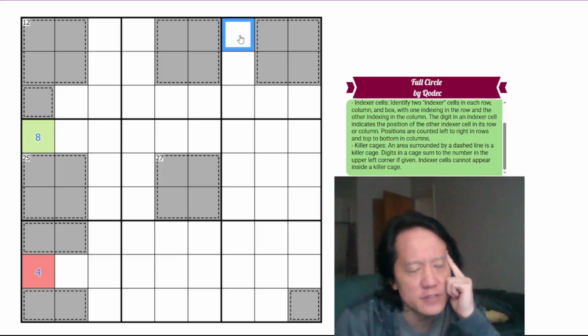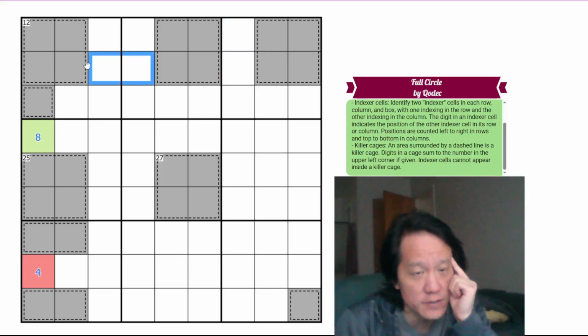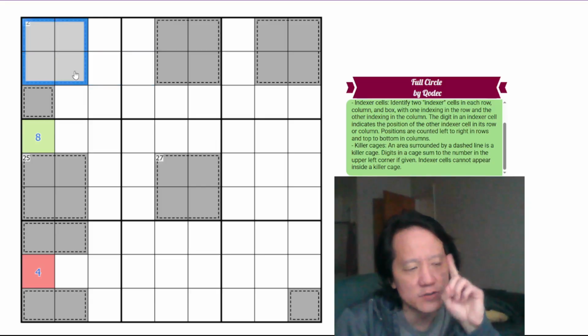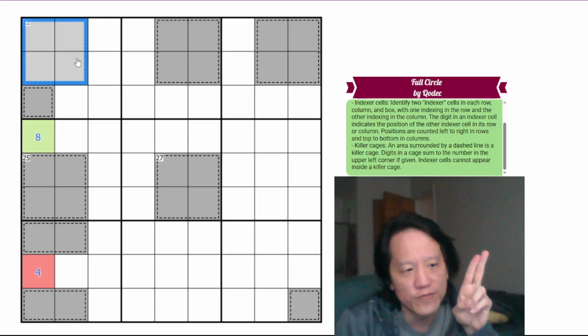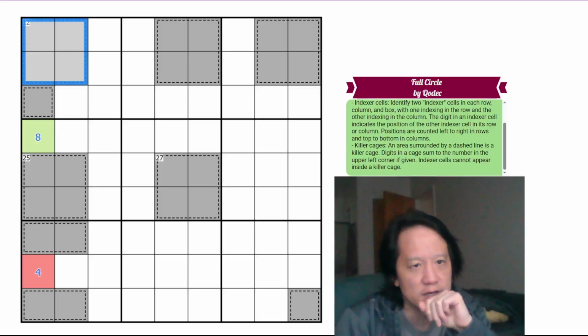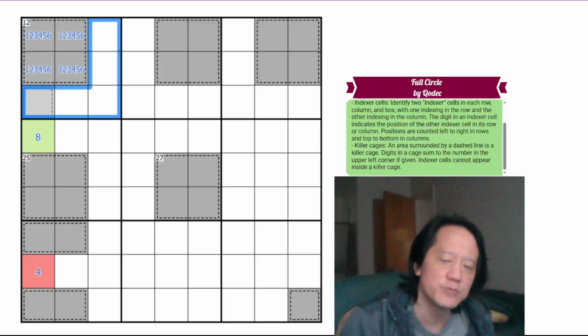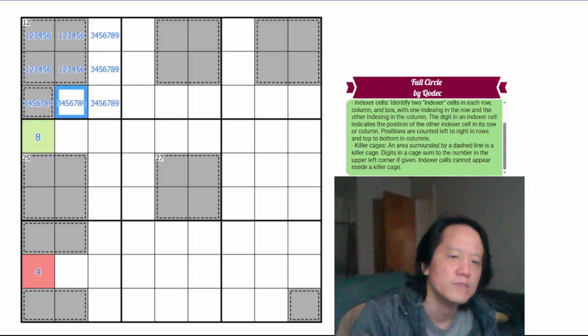We have 2 amongst these 3 here. 2 amongst these 3 indexer cells. Okay, to add up to 12, it's either 1, 2, 3, 6 or 1, 2, 4, 5. So this is guaranteed to be 1 through 6. The rest of the box has to be 3 through 9. Okay.